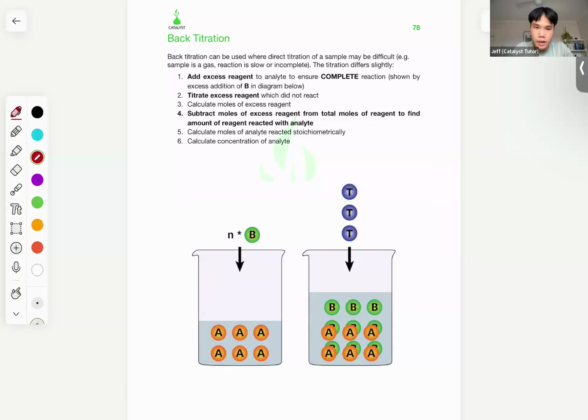Cool. So back titration, and AJ, I'm not sure if I understand your question. So if you rephrase it slightly, maybe I'll come back to it.